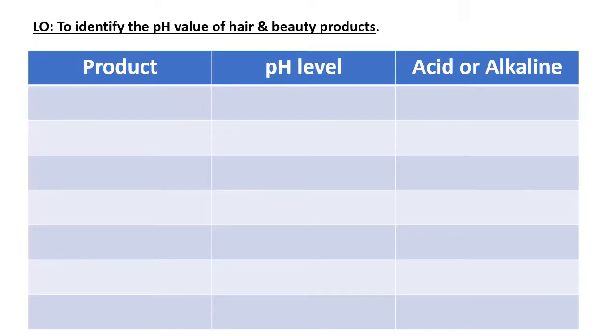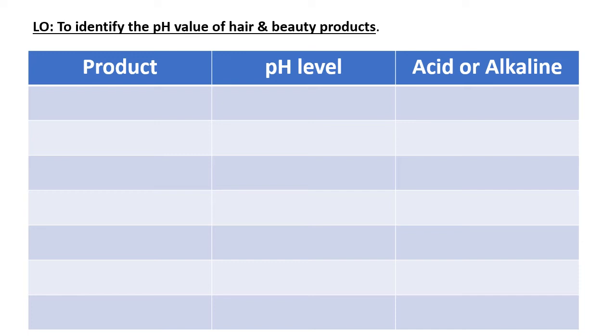Here they would create a table which they can draw in their books. So they would identify the product that they're using, it could be any product like shampoo. They would dip in the universal indicator, identify the pH level, so they could put whether it's green or red, and then they would identify simply whether it is acid or alkaline.